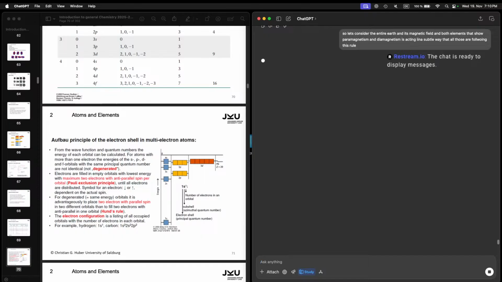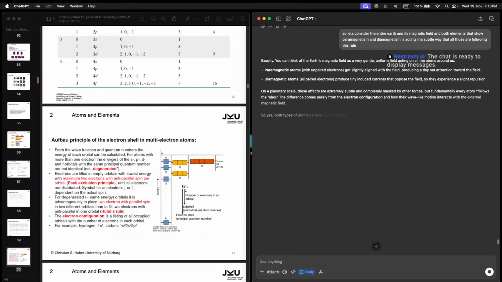I get this, but I cannot find the reasoning for it. Yeah, that makes sense. When you apply a field, exactly, you can think of Earth's magnetic field as a very gentle, uniform field acting on all the atoms around us. Paramagnetic atoms get slightly aligned with the field, producing a tiny net attraction towards the field. Diamagnetic atoms produce tiny induced currents that oppose the field, so they experience a slight repulsion. On a planetary scale, these effects are extremely subtle and completely masked by other forces, but fundamentally, every atom follows the rules.